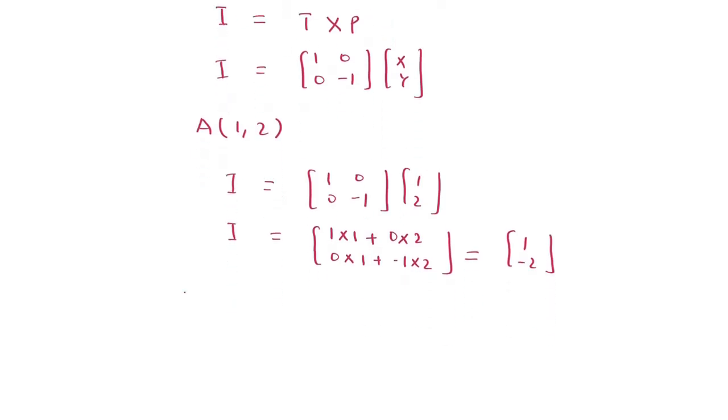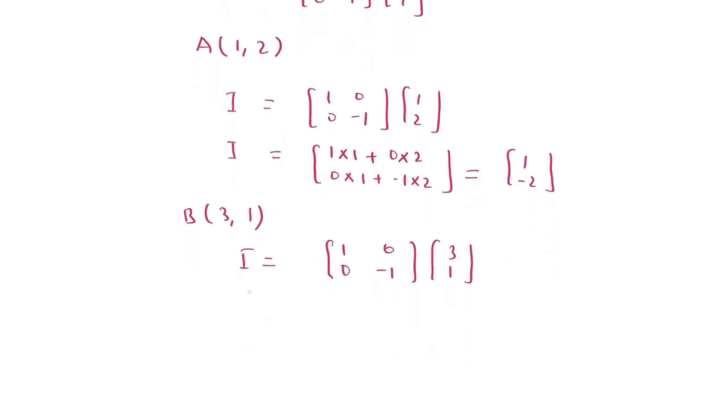Our next point is point B (3, 1). So the image is going to be [1, 0; 0, -1] times [3, 1], of which we are going to have image equals [1 times 3 plus 0 times 1, 0 times 1 plus -1 times 1]. Solving this, we are going to have [3, -1].